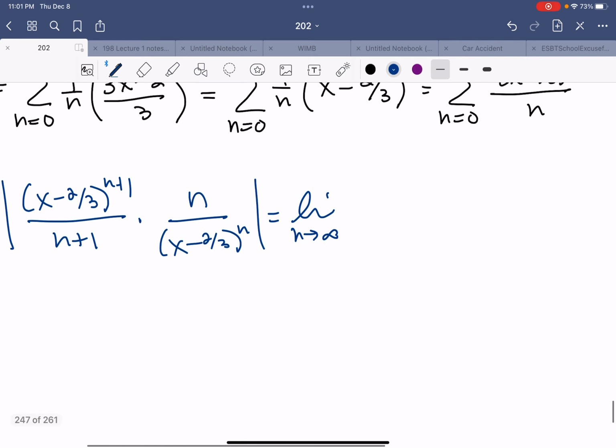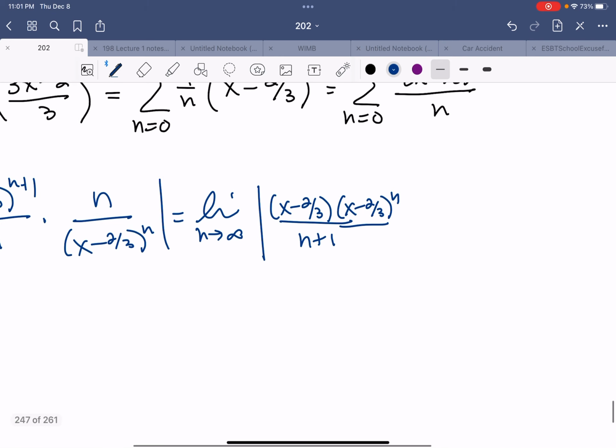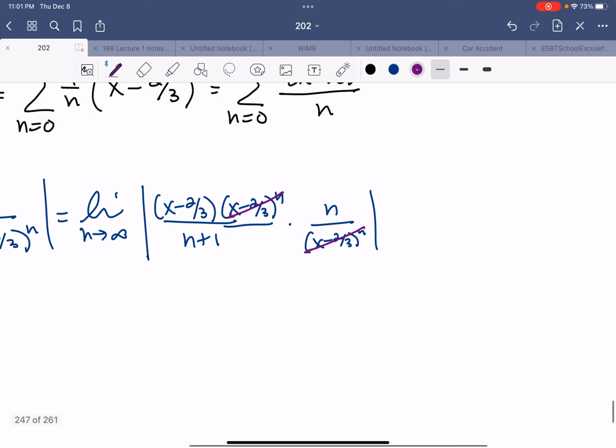Okay, so next we want the limit as n goes to infinity. And I want to pull apart my n plus 1s if I can. The n plus 1 on the bottom, I can't, I just leave it as n plus 1. And I'm going to make this (x minus 2/3), pull the 1 away, and (x minus 2/3) to the n. And we're multiplying that by n over (x minus 2/3) to the n. And now I can cancel the (x minus 2/3) to the n.